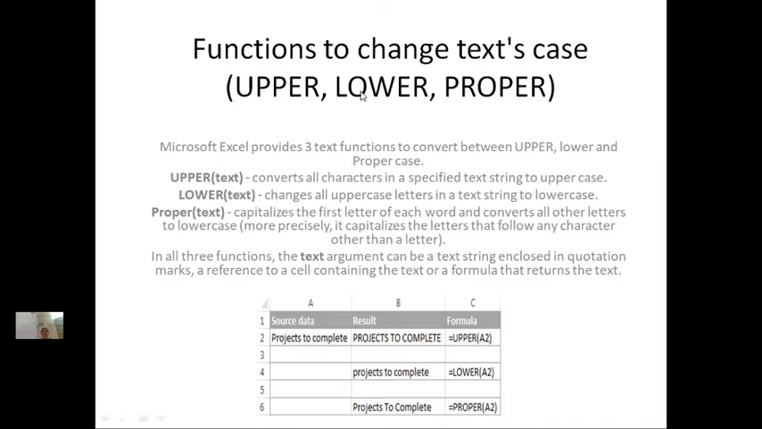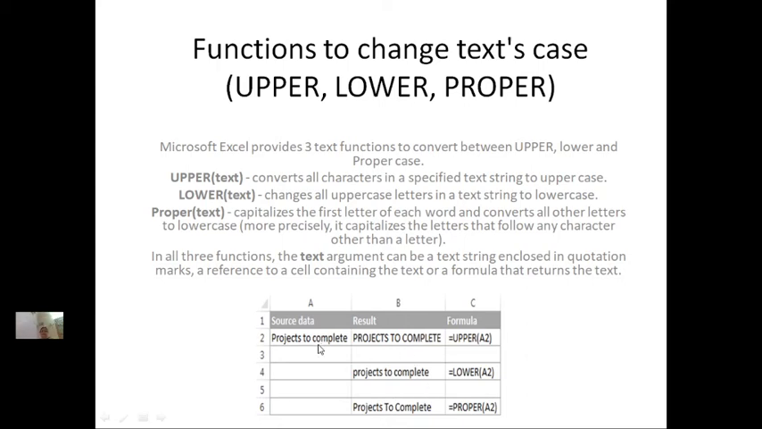The next slide shows the functions to change text cases. That is UPPER, LOWER, PROPER. What is this UPPER function? It converts all the characters in a specified text string to uppercase. Next is LOWER. It changes all uppercase letters in a text string to lowercase. Next is PROPER. It capitalizes the first letter of each word and converts all other letters to lowercase. Now below is a table which is showing examples of all these text functions.